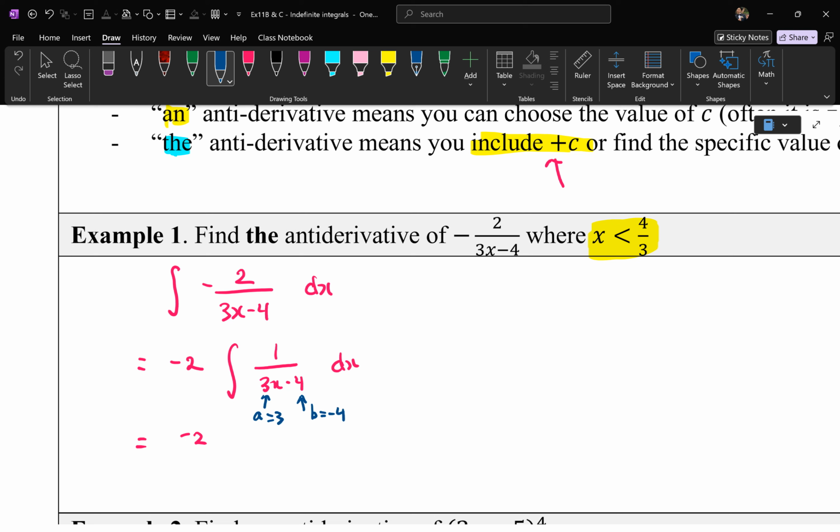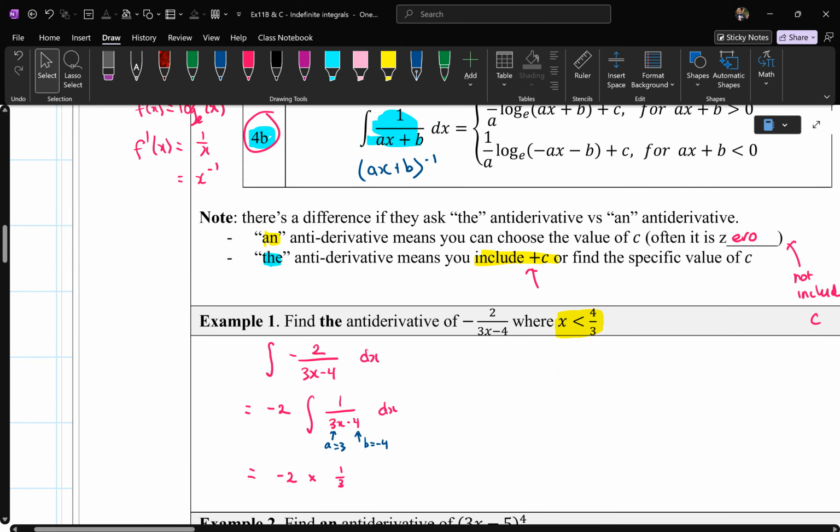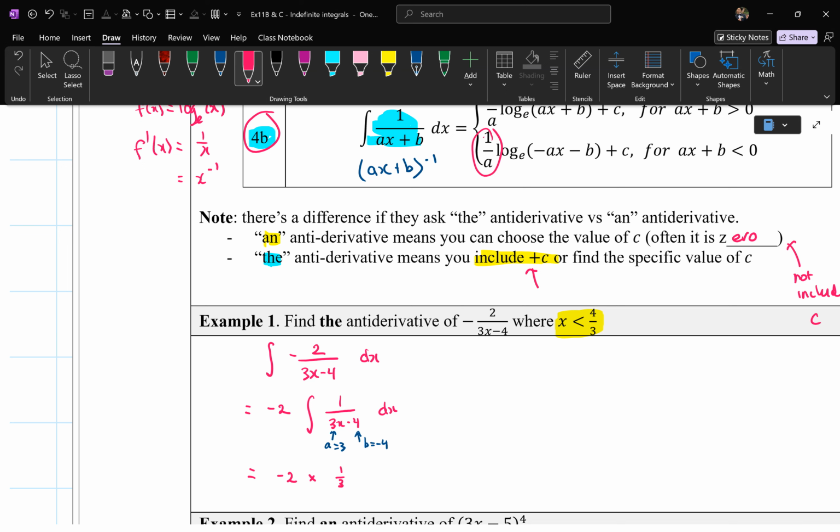So according to the rule, when you're finding the antiderivative of 4b, knowing your a's and b's, what is the possible answer here? You should get -2 times... Who wants to have a go? So a is the coefficient of x. Yep. Joe? 1 over 3, because that's 1 on a. According to the rule, it was 1 on a. Good. 1 on 3, natural log, so we can do ln or log base e, up to you.